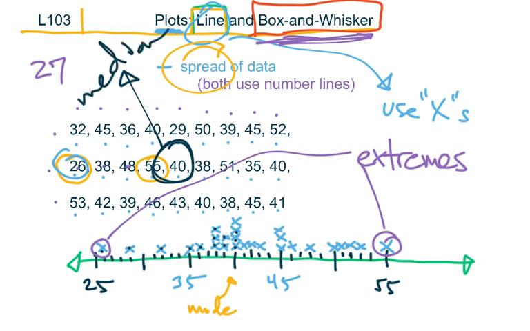Strangely, it was in the middle on the original set too, but don't count the original set. You got to count on the number line. But it would be right in the middle there because I got 13 and there would be my 40. So that's good. All right, let's move into our box and whisker world.